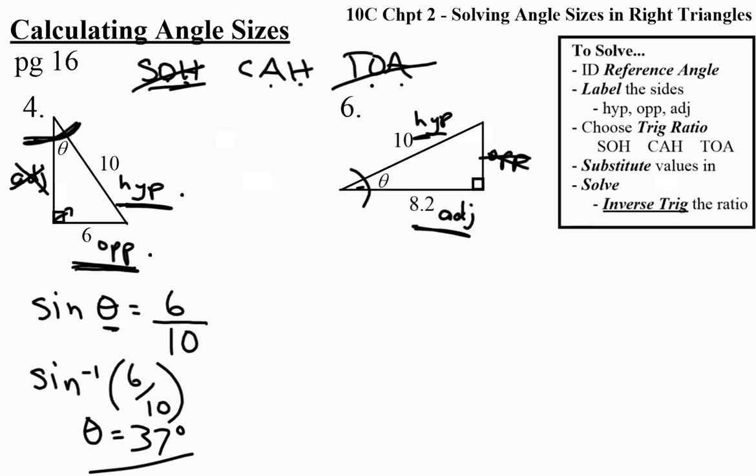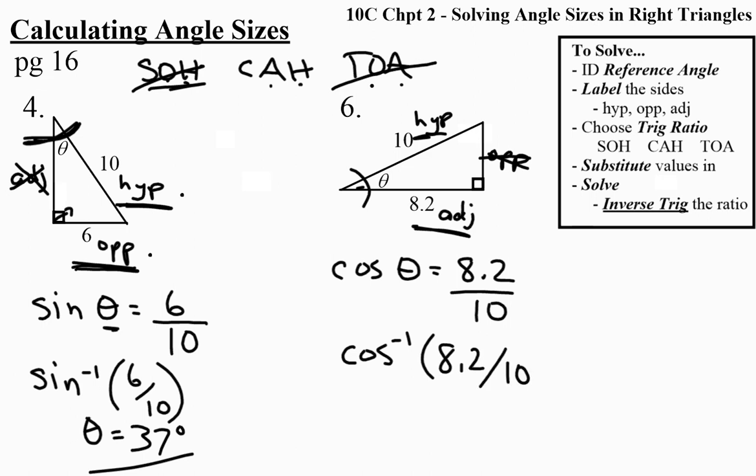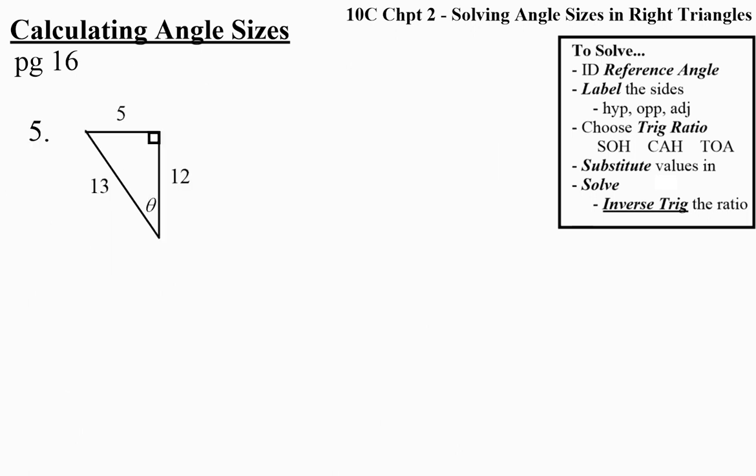There it is. Cosine theta. Adjacent over hypotenuse. How do we find an angle? Inverse trig. Oh, you're getting sick and tired of me saying that, but it's the key part. And theta, 8 2/10 divided by 10, inversed, leaves us with theta equal to 35 degrees. Calculating angle sizes. Not overly complicated, hopefully.